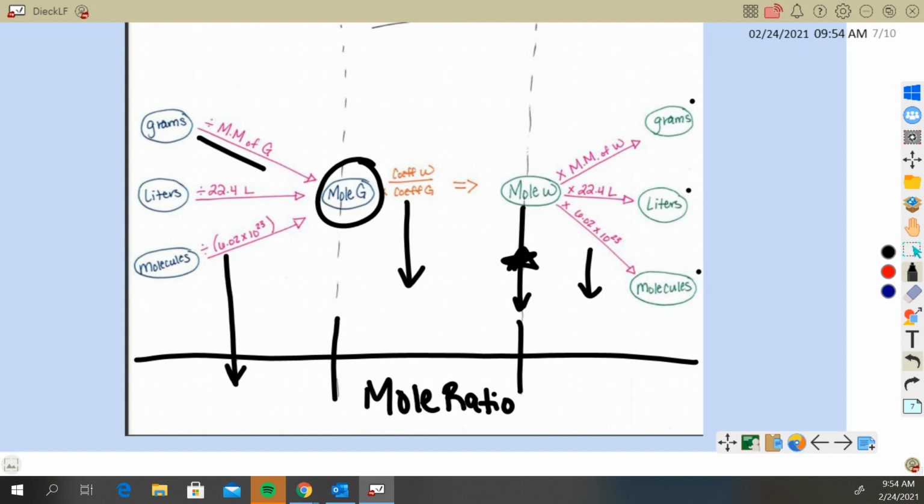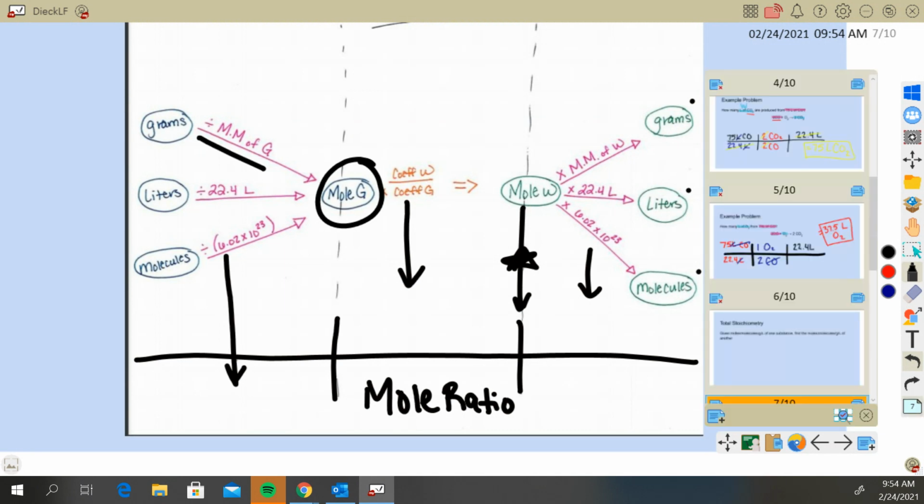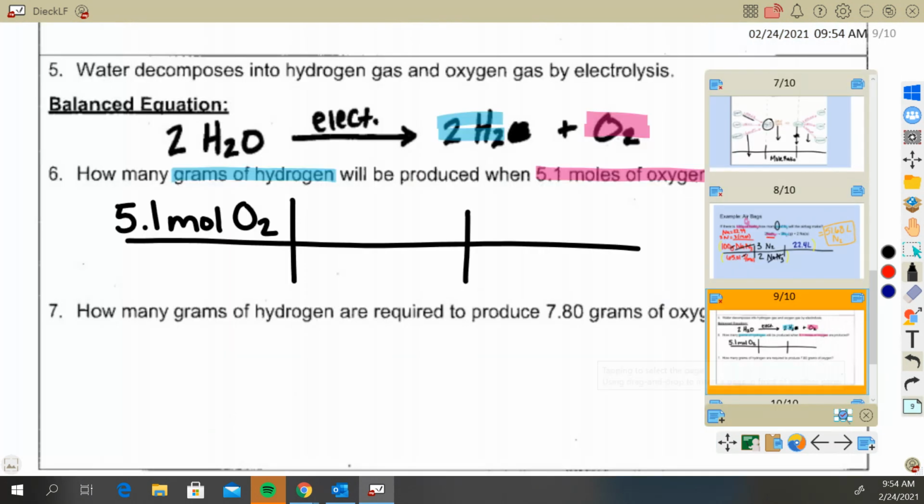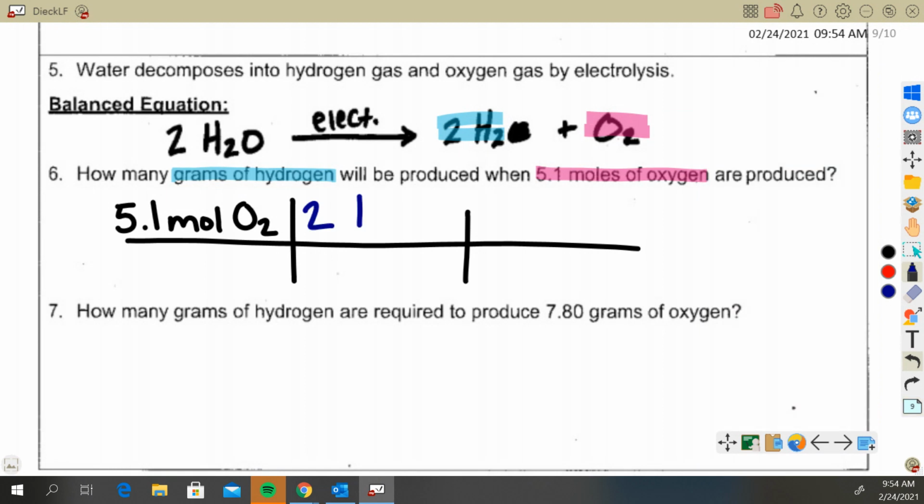What comes next? What do I put in my next area? The mole ratio, which I get from my coefficients. So our mole ratio. I want hydrogen. So what am I going to write up top? 2 moles of hydrogen. What is going to go down below? 1.